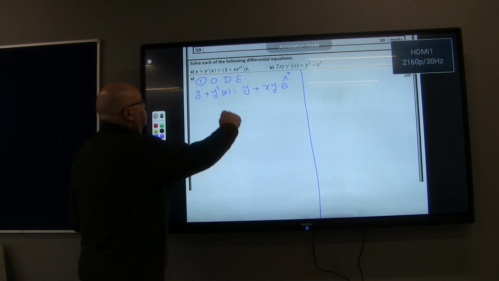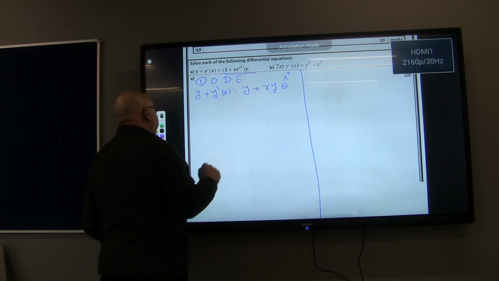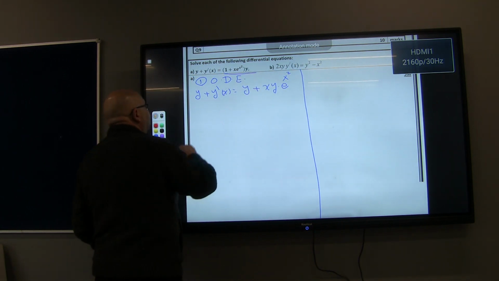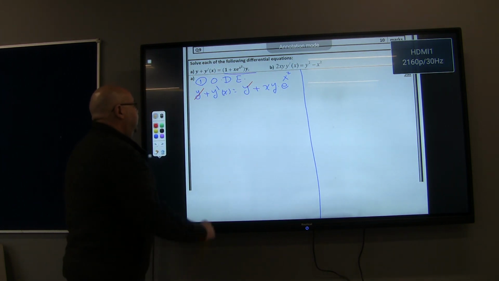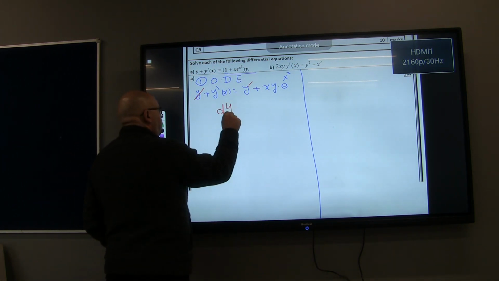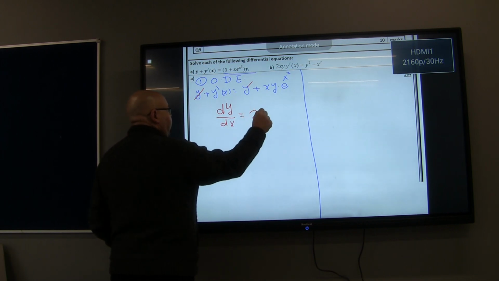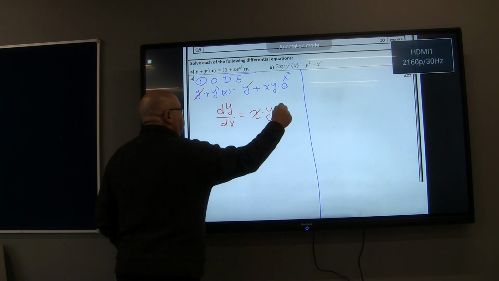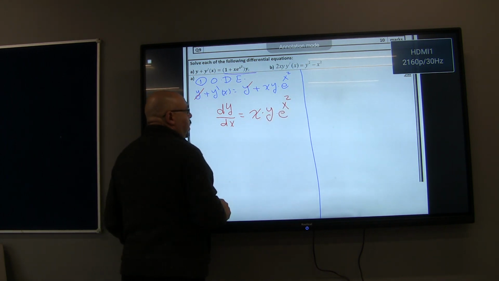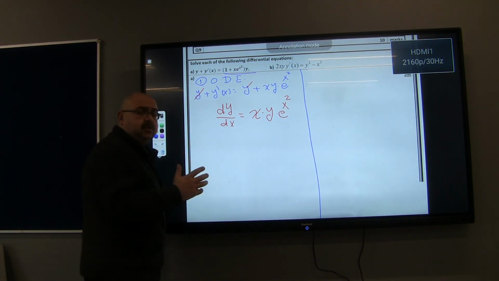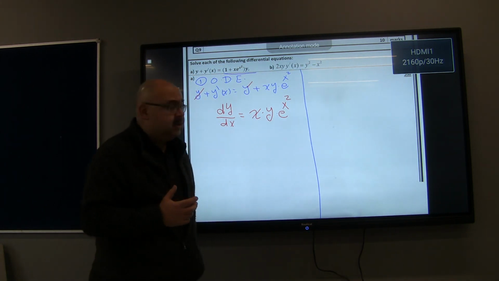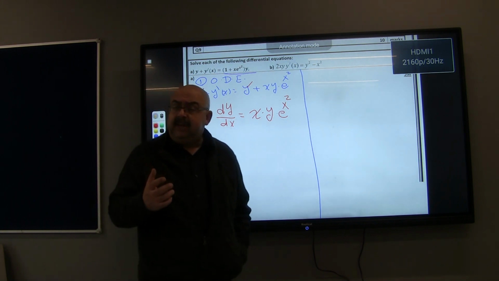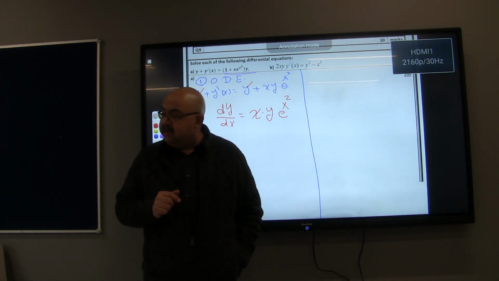Once you expand this bracket, you will remark that you can cancel both y from the left-hand side and the right-hand side, and you will end up having dy/dx equal to x times y times e to the power of x squared. This problem doesn't contain any addition or subtraction between various variables. Instead, you have multiplication and division between the various variables.